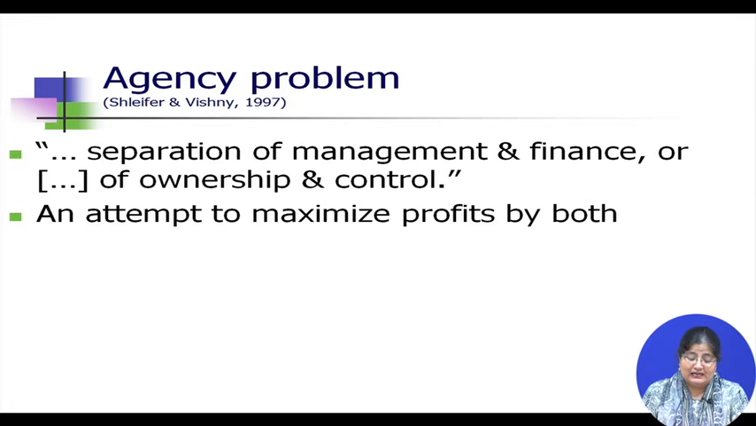Agency problem is the separation of management and finance, or of ownership and control. The problem arises where both the ownership, the board and the managers try to maximize their own profits. So if the board has to maximize its own profits, then the managers don't get very much. But the managers will not want to communicate how much is left for the board if their interests are not aligned.